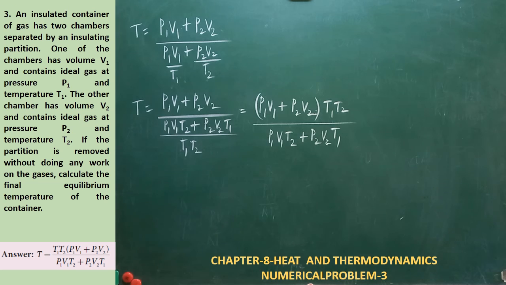Very interesting one. The basic thing is the internal energy formula must be known, and one more piece of knowledge is also essential, that is energy conservation. The sum of the internal energy of the gases in both the chambers must be equal to the final internal energy of the mixture. That knowledge is essential. Only then are we able to solve the problem. Okay, thank you.